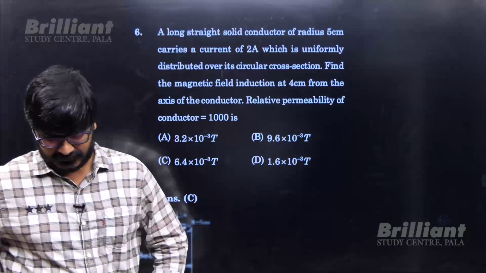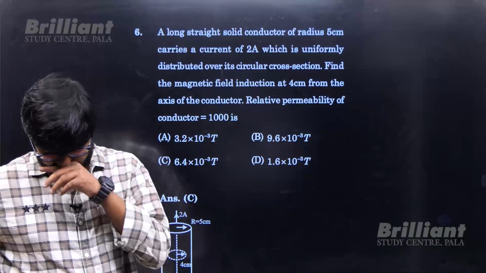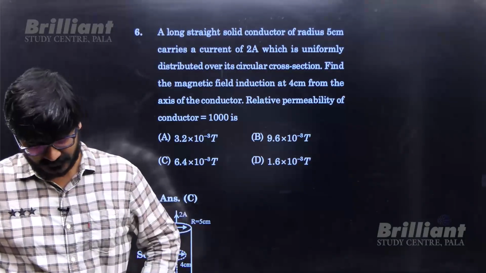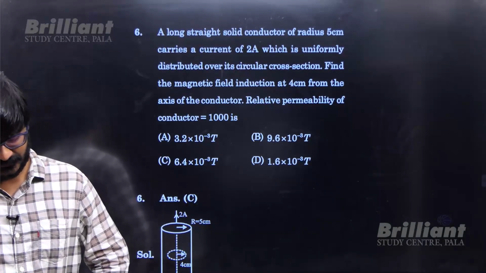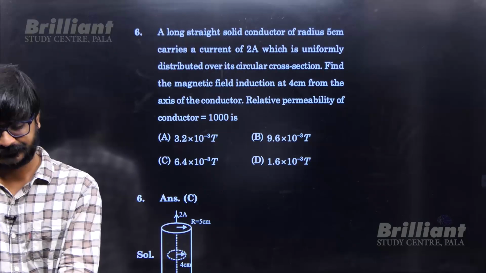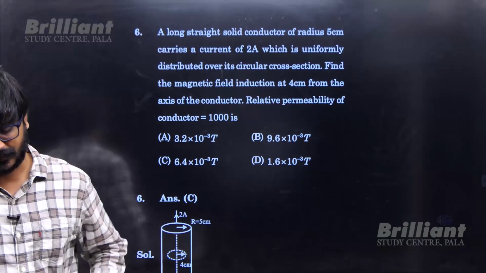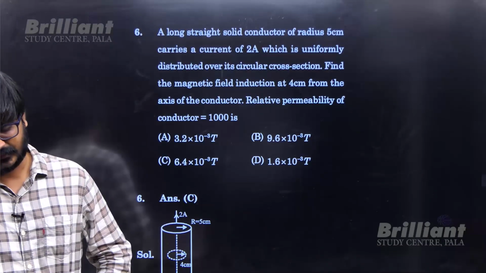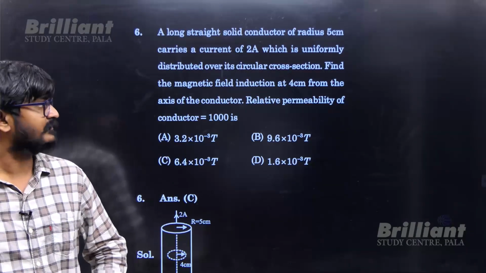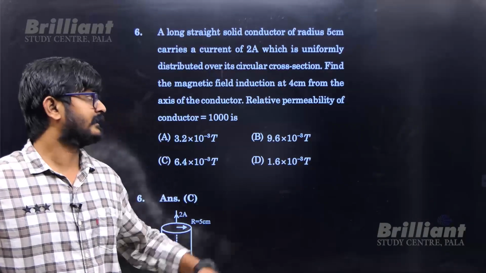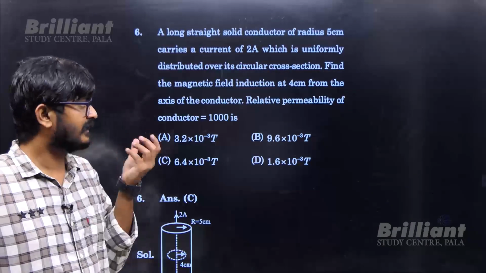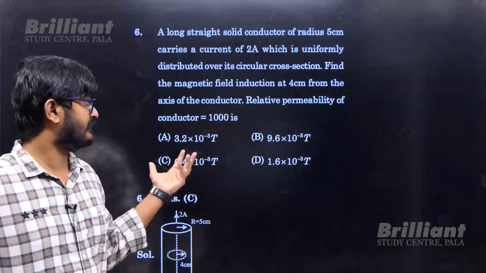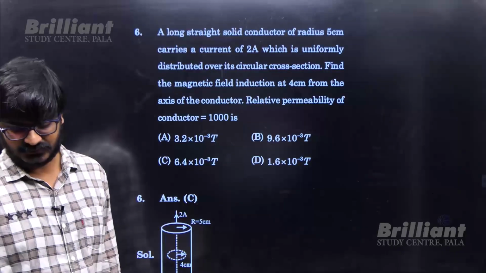A long straight solid conductor of radius 5 carries a current 2 which is uniformly distributed over its circular cross section. Find the magnetic field induction at 4 cm from the axis of the conductor. Relative permeability of the conductor is 1000. So whenever relative permeability is there, you can calculate without relative permeability, and what will relative permeability do? It will make it those many times, right? So you need to multiply with 1000.